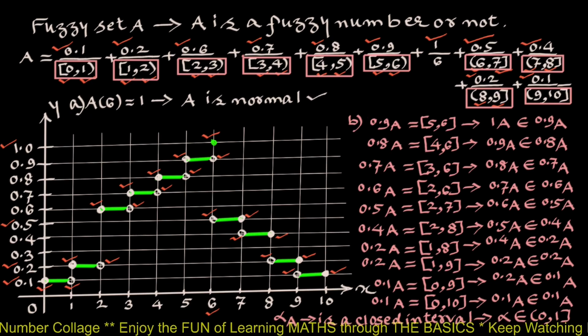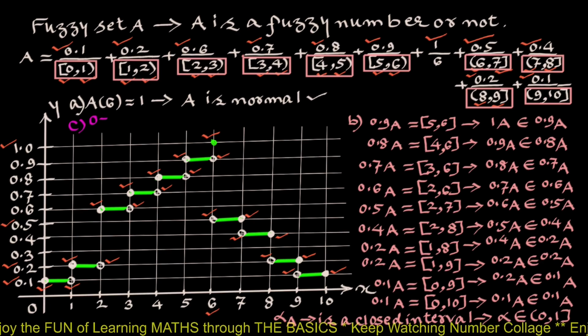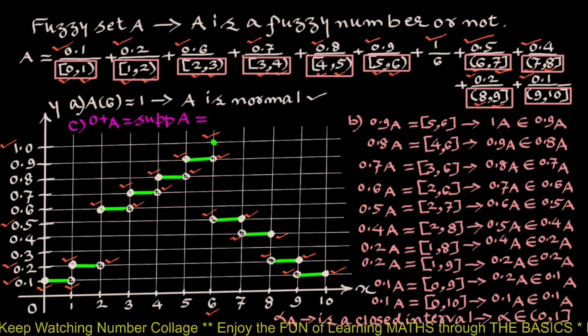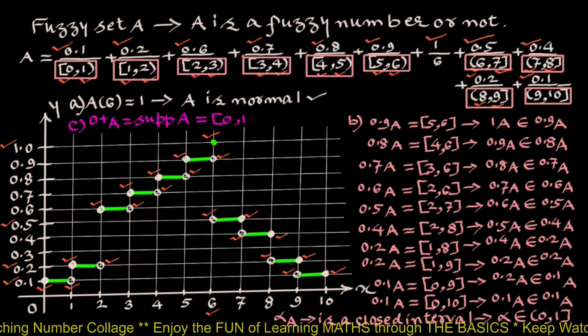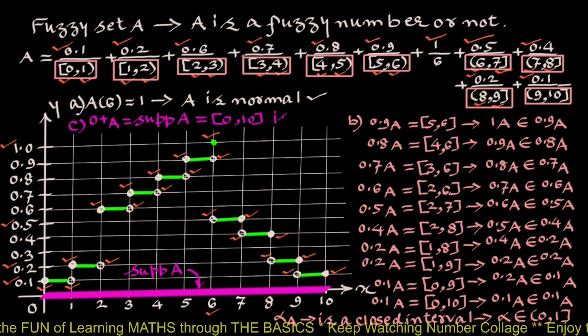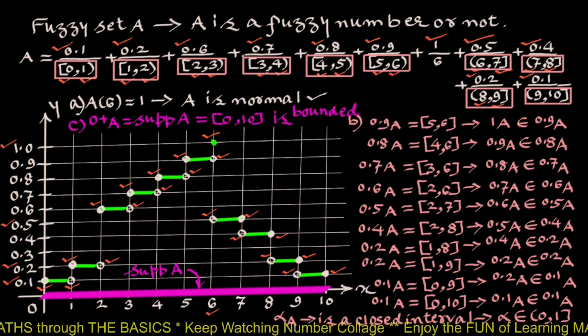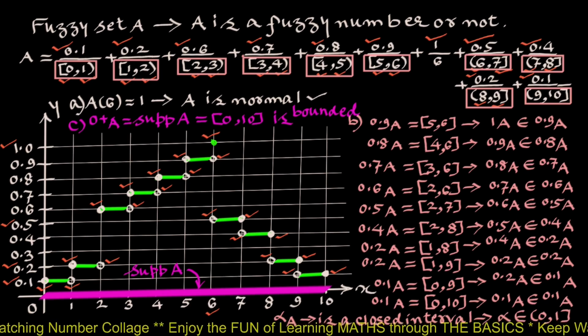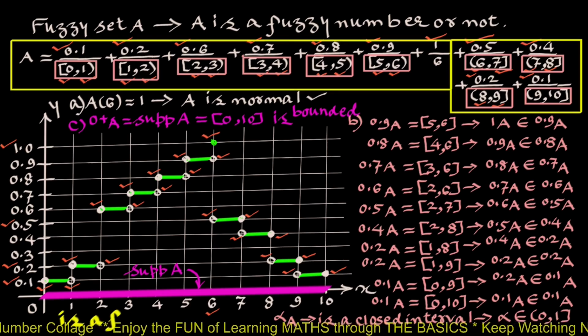And thirdly, condition C, strong 0 cut A, which is support A, is closed interval 0, 10 that we show here. Support A, this one, is bounded as required according to the third condition. Hence, we conclude here that this fuzzy set is a fuzzy number.